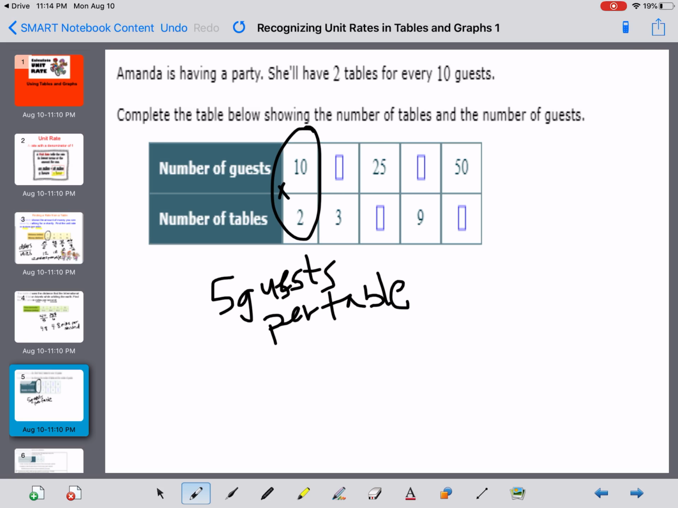So here we're going to times by 5. What times 3 equals what? We're going to times by 5, so this will be 15. And then what times 5 gives me 25? Well, that would be 5. 9 times 5 gives me 45. And what times 5 gives me 50? That would be 10. So we just had to fill in the blanks there.